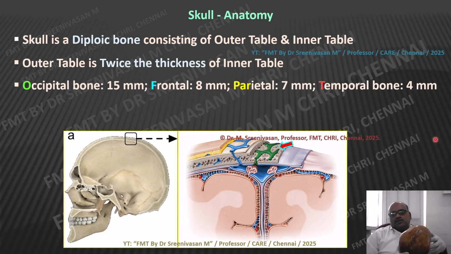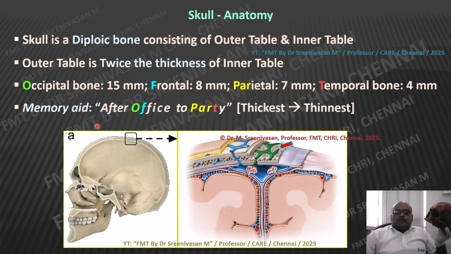Coming to thickness of various parts of the skull bone. Occipital bone in the midline is the thickest part, that is around 1.5 centimeter or 15 millimeter. Then comes the frontal bone 8 millimeter, then parietal 7 millimeter. Thinnest is the squamous part of the temporal bone, which is 4 millimeter. It can be remembered by the mnemonic "after office to party", where O represents the occipital bone. Then in the descending sequence, F for frontal, P for parietal, and T for temporal bone.